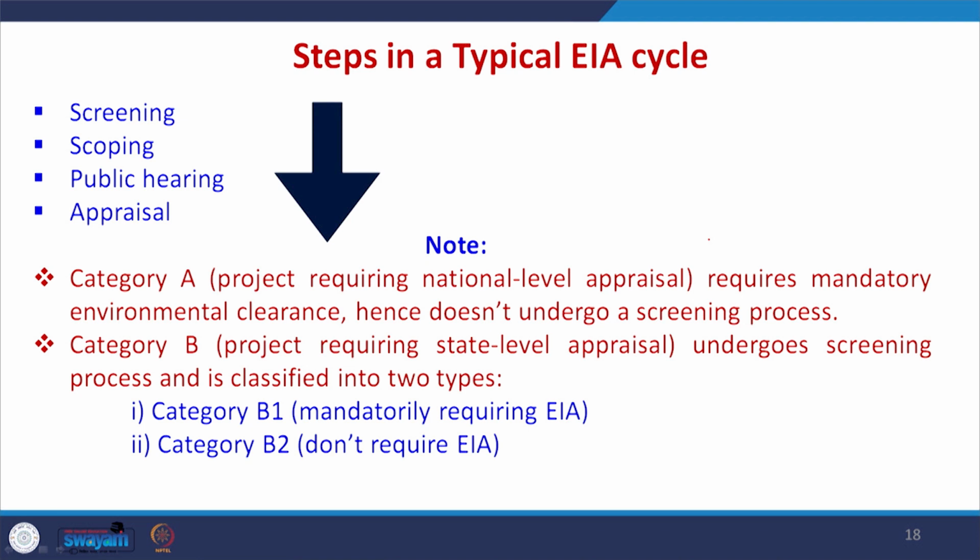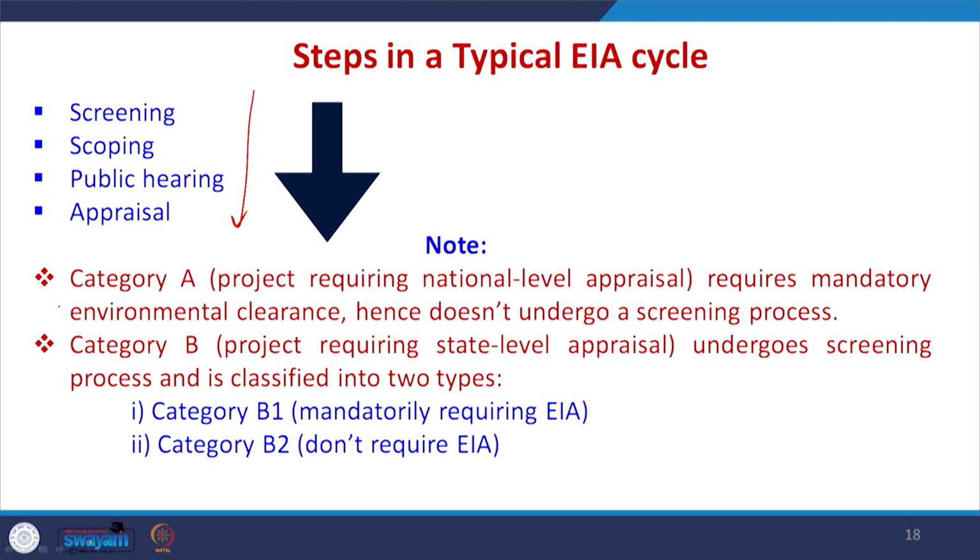Then we have cumulative impact assessment, strategic environmental assessment and integrated impact assessment. So, these are some of the well recognized processes of EIA. The steps which are involved in a typical EIA cycle include 4 processes: the screening of the process, then scoping study, what is the scope of the process. Certainly based upon this a public hearing is carried out and ultimately appraisal is also done.